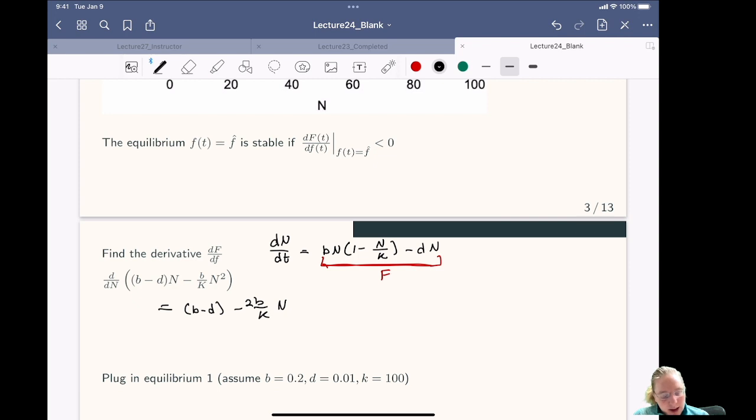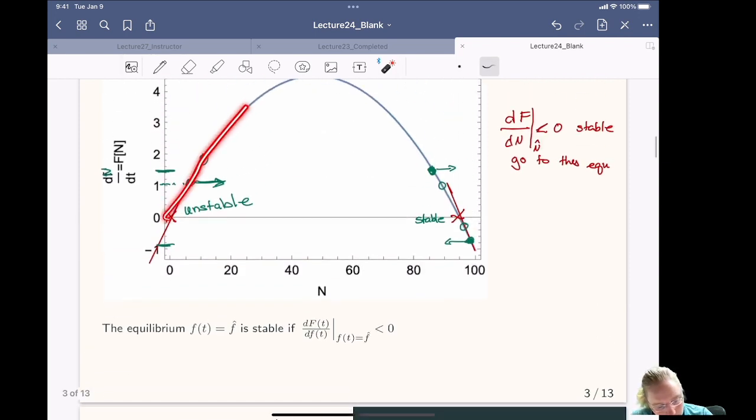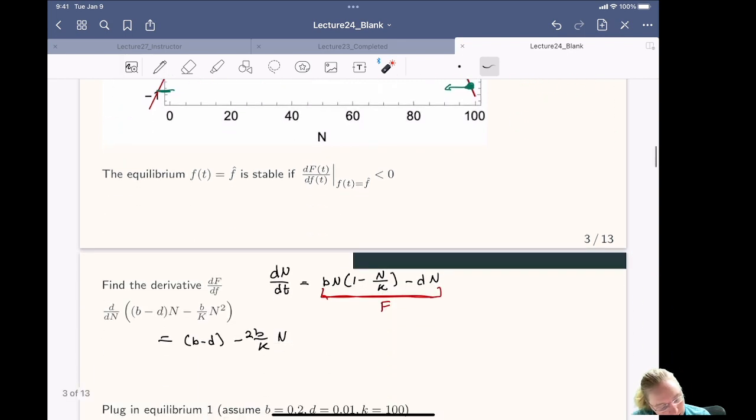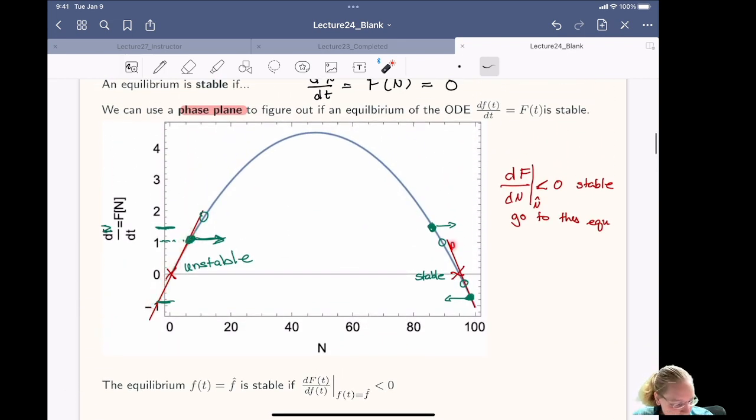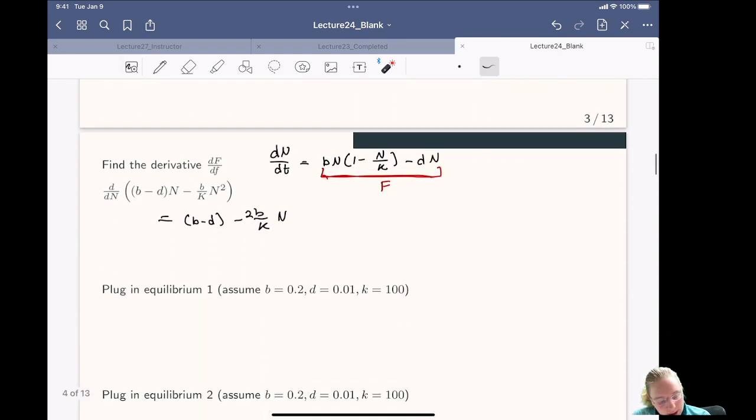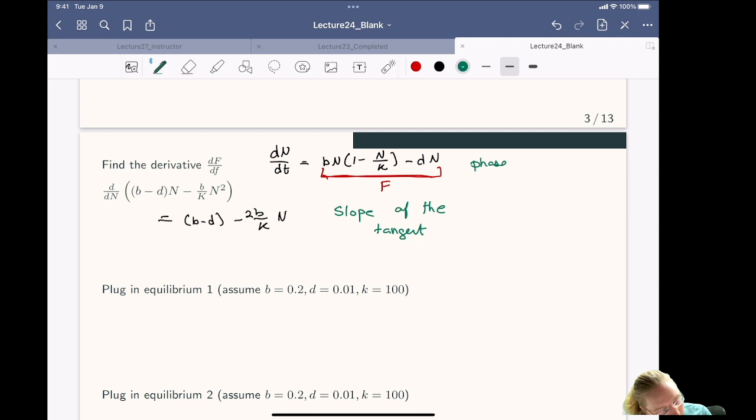All right, now this gives us this curve here. So we just found, f here is this curve. We just found the slope of the tangent line, but we have to evaluate that tangent line at a particular spot. So this is the slope of the tangent. This is our phase plane curve.